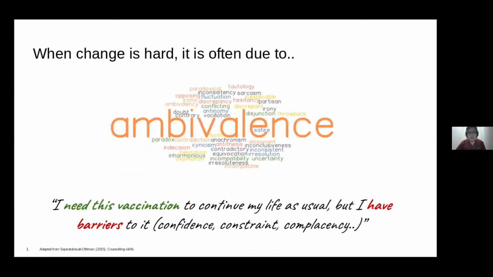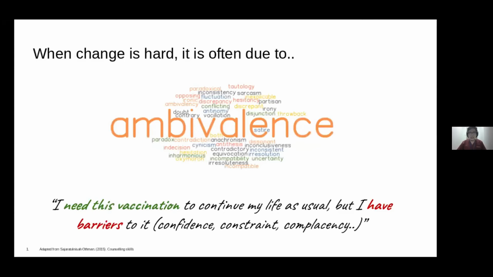One of the important concepts in motivational interviewing is ambivalence. Change is hard, often because of ambivalence. Ambivalence is a state where we want two contradicting things at the same time. We want and do not want to change at the same time. For example, I need this vaccination to continue my life, to go to church, to board the flight, to go to supermarket. But I have barriers to it. I'm afraid of side effect. I'm afraid of the other people who get the vaccination complain of side effects. And I'm also afraid that this vaccine might not work.